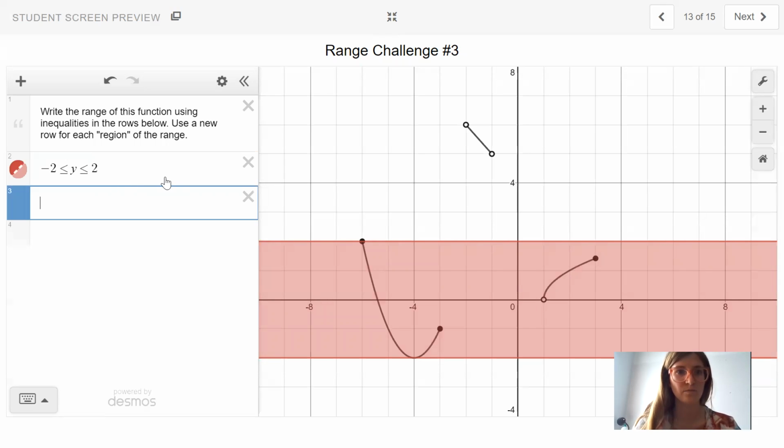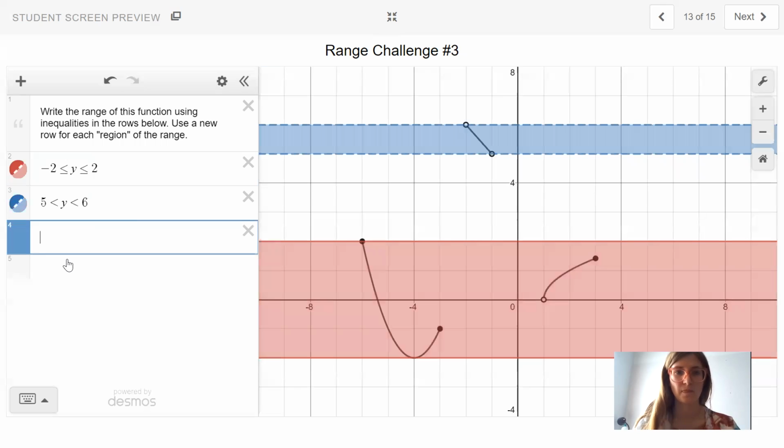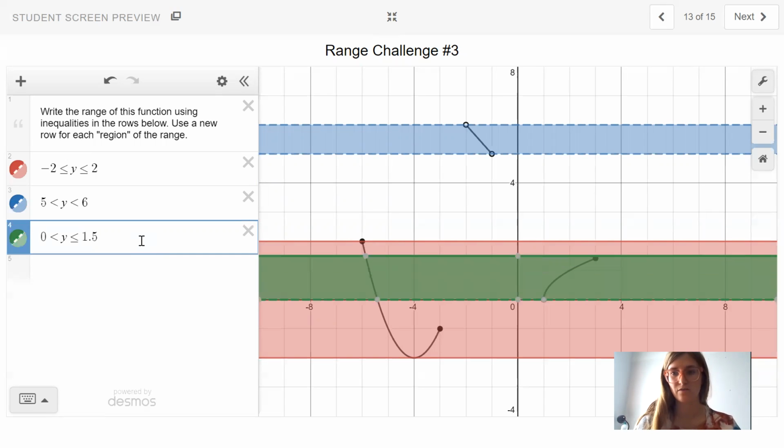Okay, and now this one. I go from 6 to 5, and I don't include 6 or 5. So it's y less than 6, greater than 5. And now this last piece goes from 0 to 1.5. I don't include 0, but I do include 1.5.